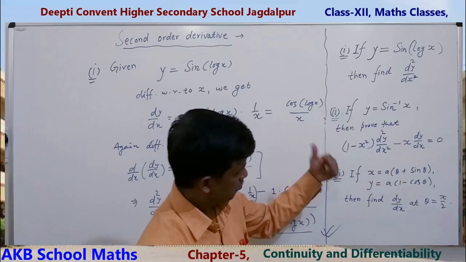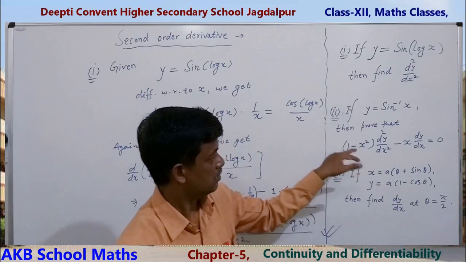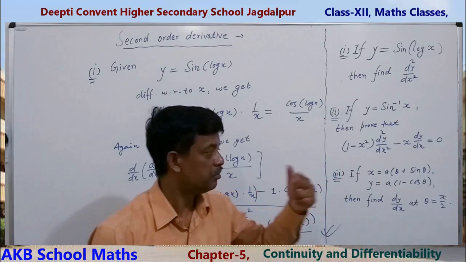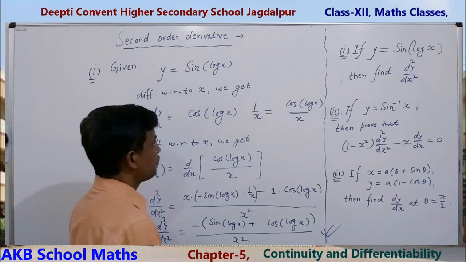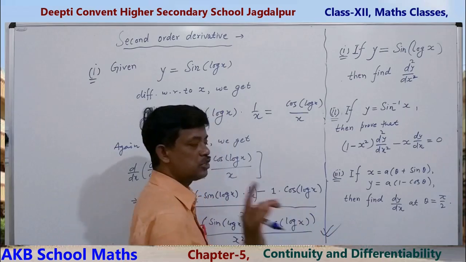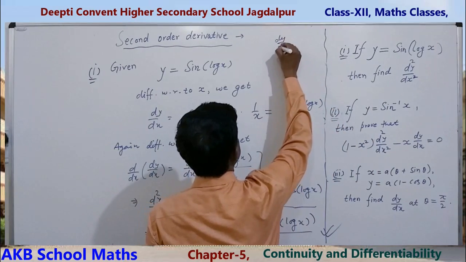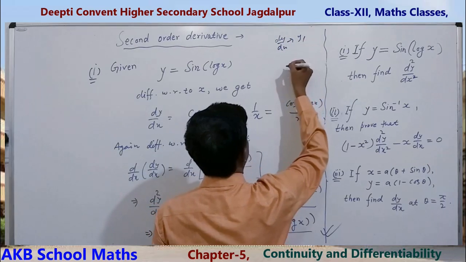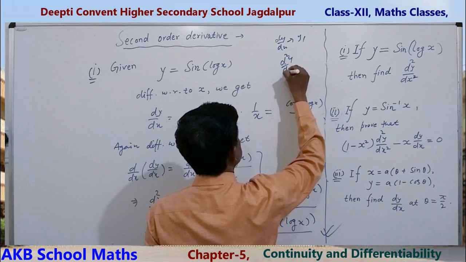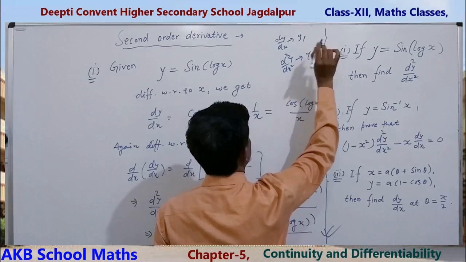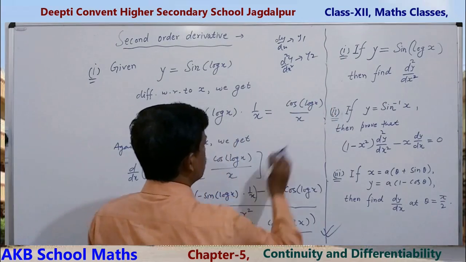Or directly you can get this relation one by one if you differentiate. So here, in short, we are denoting dy by dx as y1 and d2y by dx square as y2. So we are using short notation.